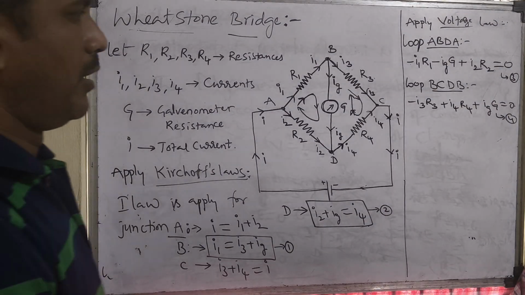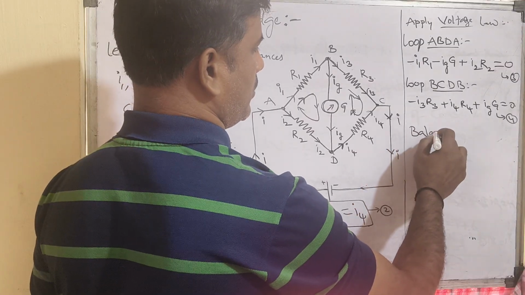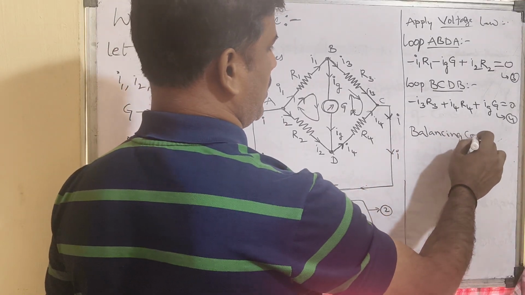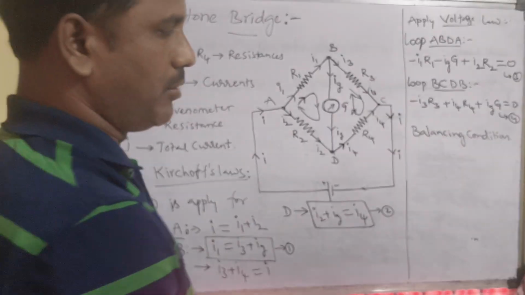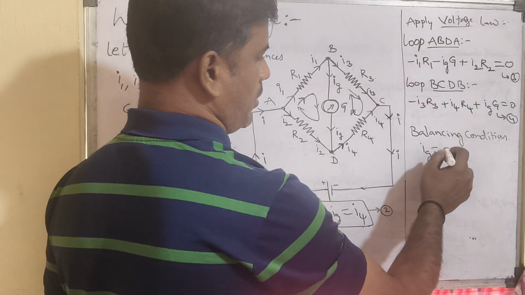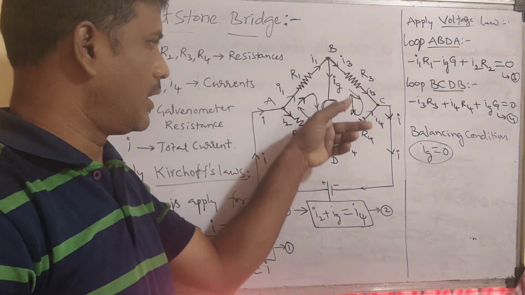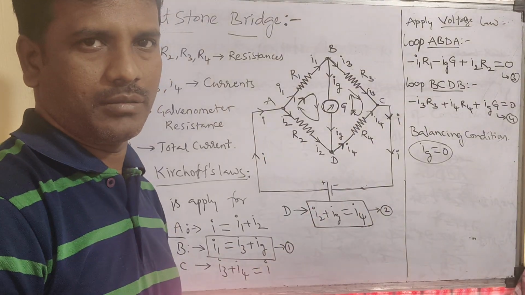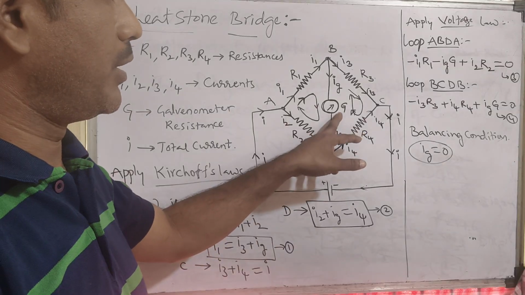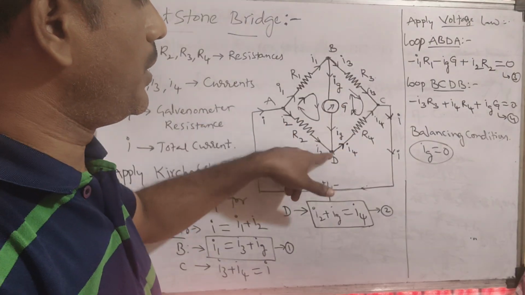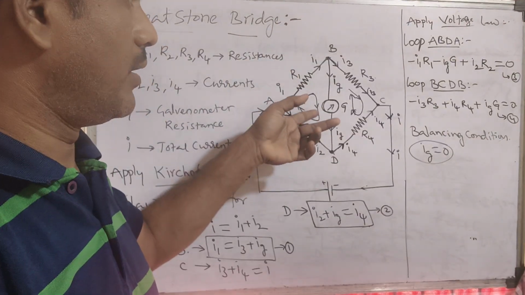Now, the balancing condition of the Wheatstone bridge means Ig equal to 0. Why Ig equal to 0? The current through the galvanometer is 0. That is called the balancing condition. Current does not pass through the galvanometer because the potential difference between these two junctions is 0.